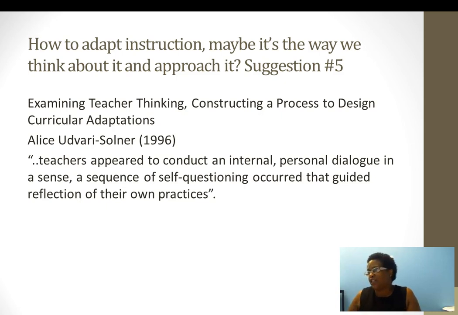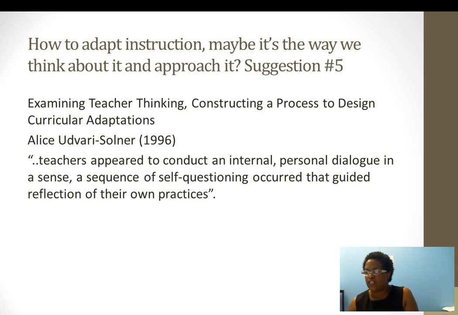So how to adapt instruction? Maybe it's the way we think about it and approach it. This is suggestion 5. In examining teacher thinking, constructing a process to design curricular adaptations, the author says teachers appear to conduct an internal personal dialogue, in a sense. A sequence of self-questioning occurred that guided reflection of their own practice.